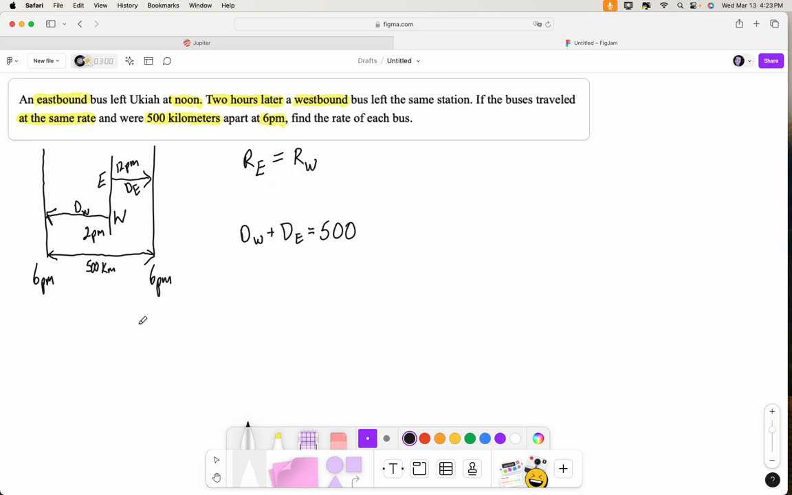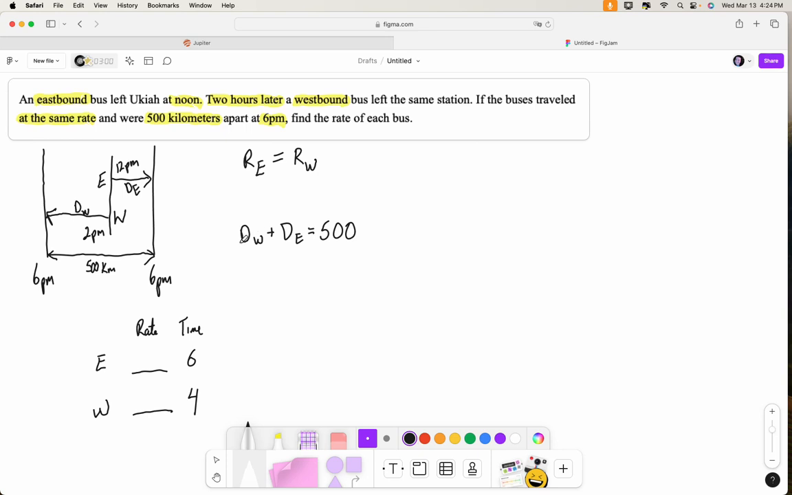Here's our table. Remember, you have rate, then time, then the eastbound bus and the westbound bus. We know the rate of the eastbound bus is equal to the rate of the westbound bus, so we don't know what those rates are. But we know the time of the eastbound bus is from 12 to 6. That's 6 hours. We know the time of the westbound bus is from 2 to 6. That's 4 hours. So we've got to find the rates.